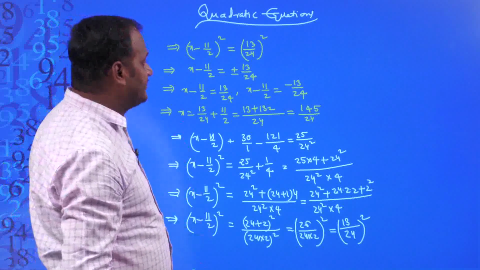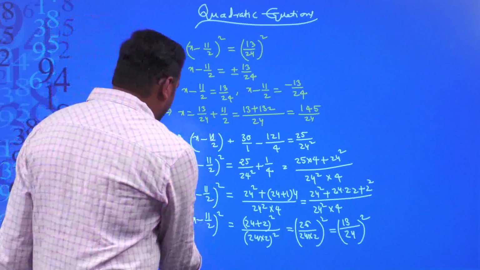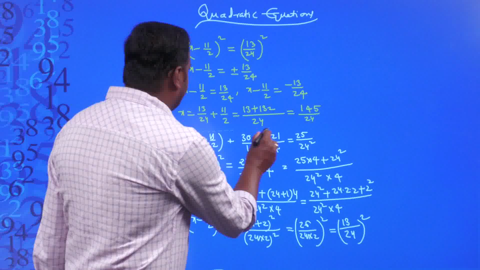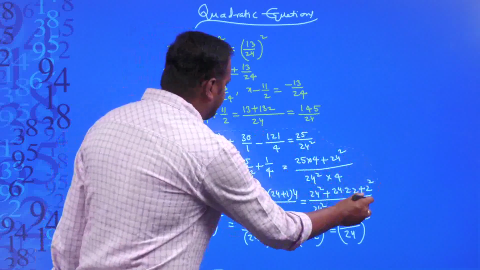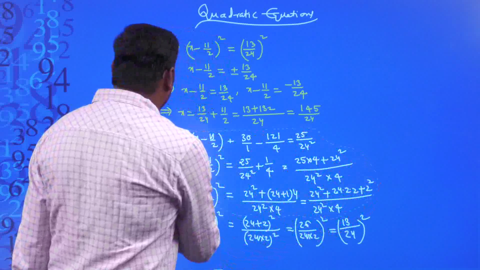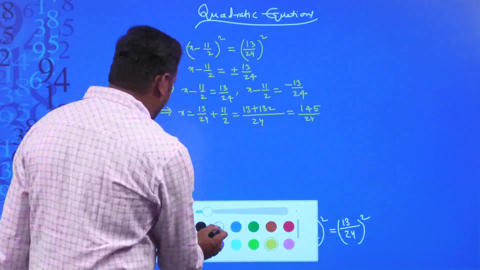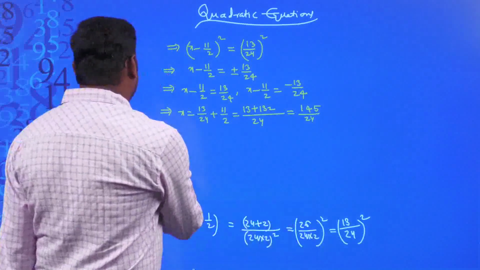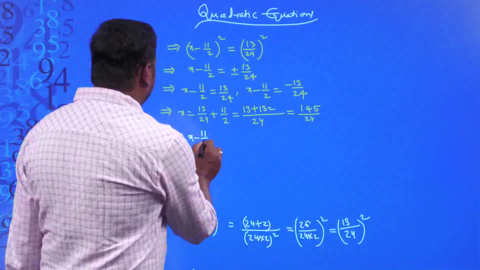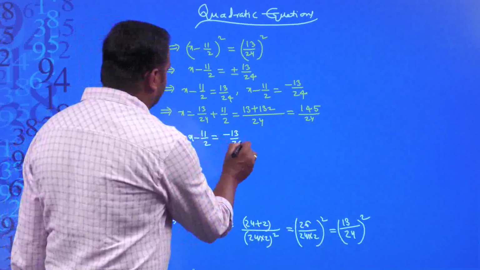What could be the other value of x? Yes, you can easily say that the other value of x is going to be when you equate x minus 11 by 2 with what is that number? x minus 11 by 2 with negative 13 divided by 24. So, I am going to equate that. Okay. Another value of x, and x minus 11 by 2 is equal to negative 13 divided by 24.